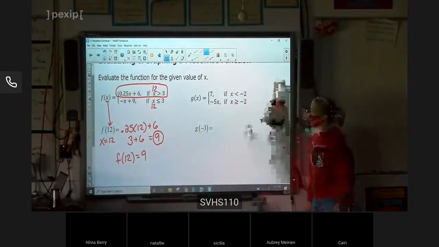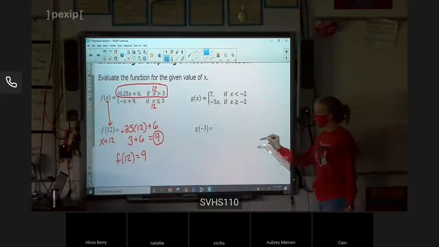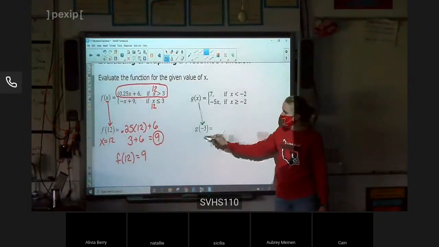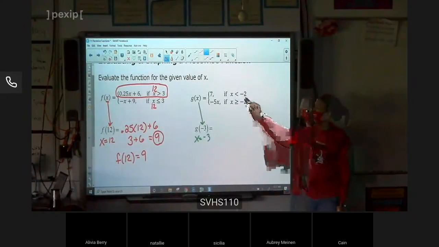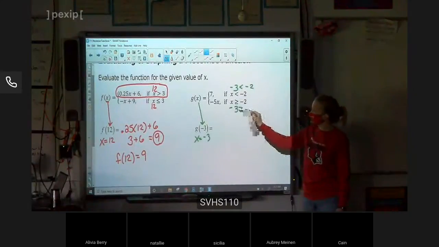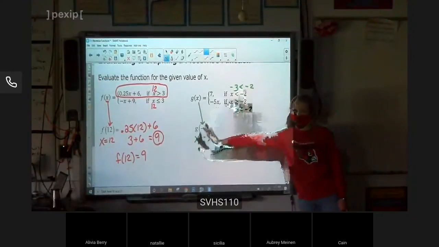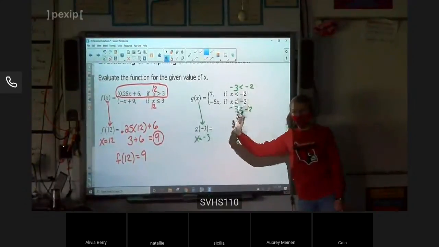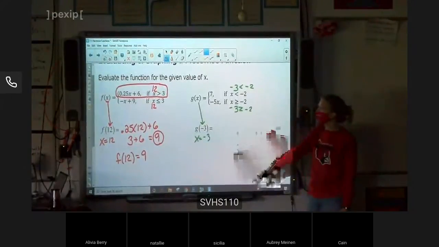All right, what about this one? This time, what is our x value? -3. That's all this is saying, x is equal to -3. So which criteria does it satisfy? The top one. Is -3 less than -2, or is -3 greater than or equal to -2? It's less than. Good. On the number line, the bigger a negative number looks, the smaller it actually is, because you're farther from 0.